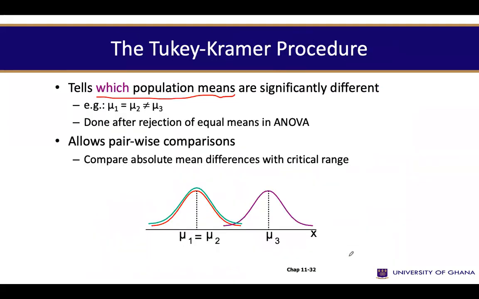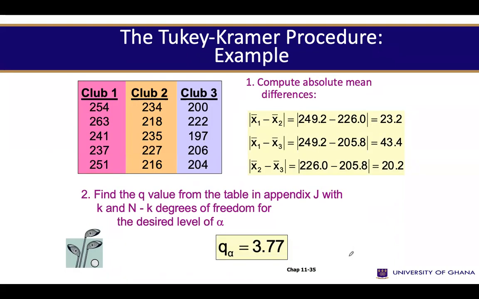And so the next question we want to ask ourselves is, where is the difference coming from? Okay, where is the difference coming from? In order to find that, we first have to consider it in a pairwise situation. When I say pairwise, you take the sample means 2 at a time. So I'm going to compare club 1 and club 2, club 1 and club 3, and club 2 and club 3.